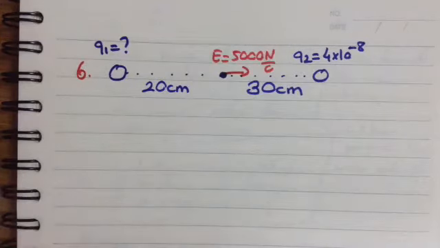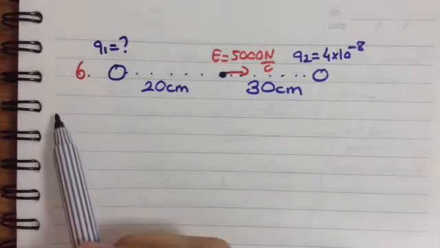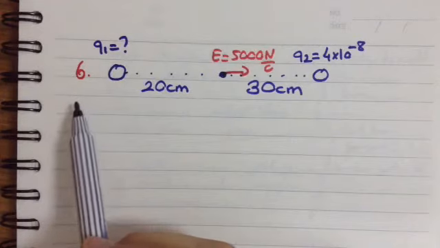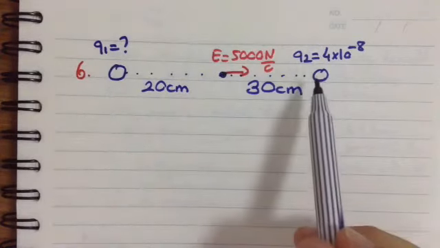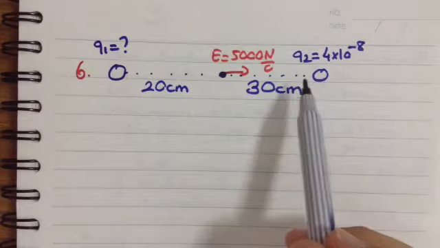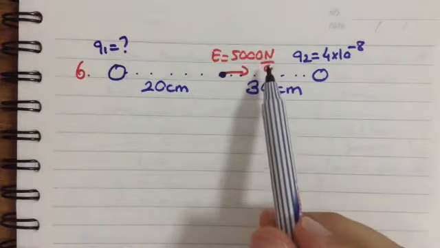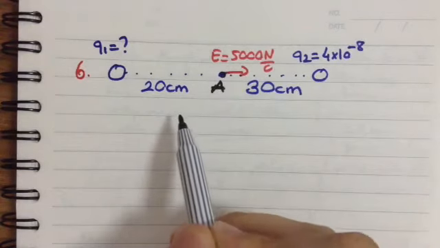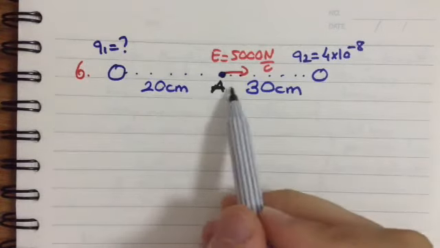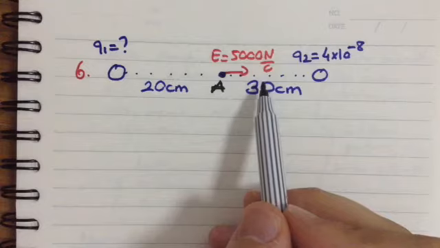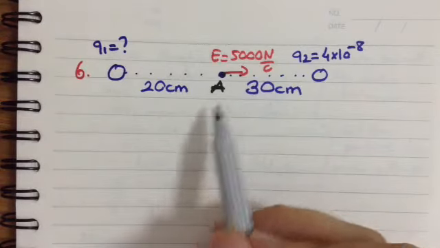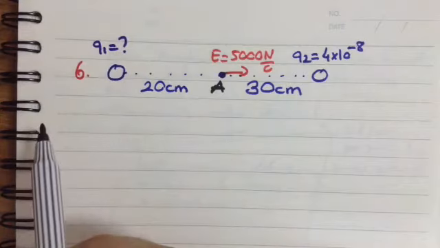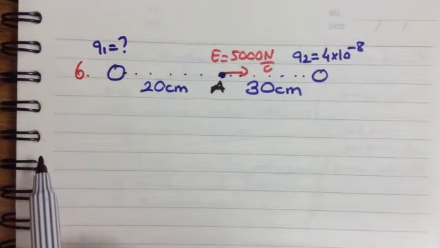Hi everybody, I am here with question 6 from worksheet 3, and in this question it talks about charges Q1 and Q2 that produce a 5000 newton per coulomb electrical field at point A, and the direction of that electrical field is to the right hand side, the positive x direction. And in the question they ask the sign and the magnitude of this charge Q1.